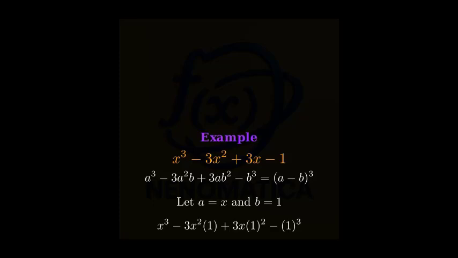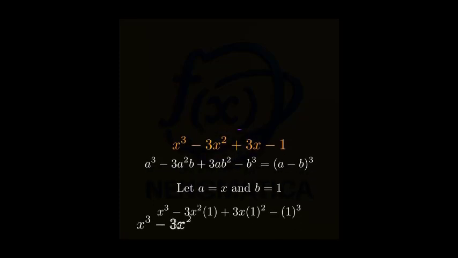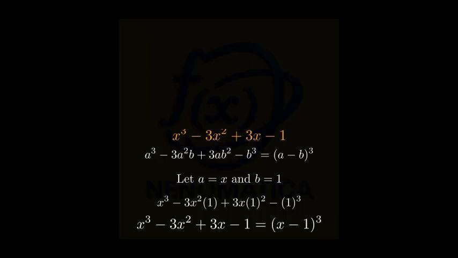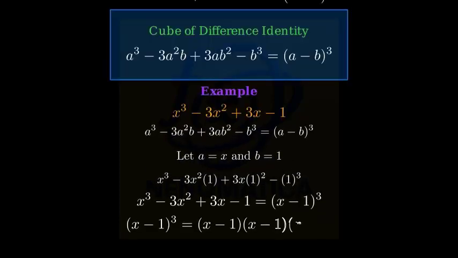This matches our expression exactly, so we can now apply our identity to factorize it. The result is x minus 1 cubed, which we can also write as x minus 1 times x minus 1 times x minus 1. Now, let's move on to our second example.